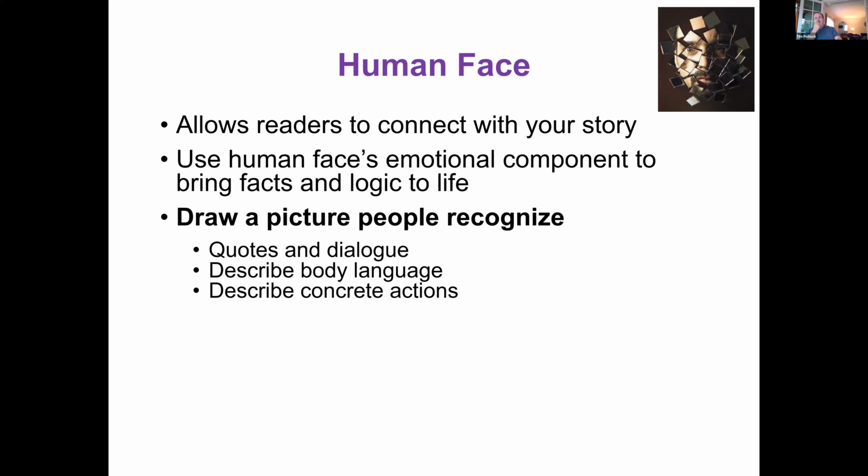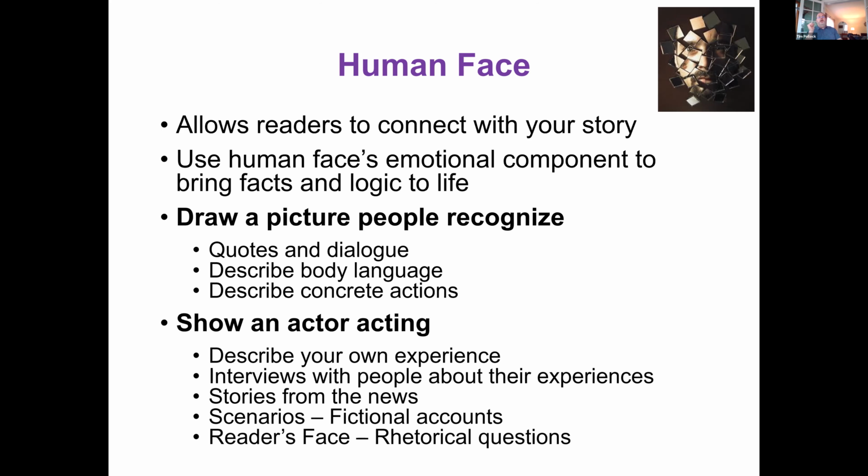So some ways you can do this are draw a picture of people that others recognize. And so we have different ways we can do this, using quotes or dialogue, especially quotes that have their everyday language involved, that allow people to hear somebody speaking in a way that they recognize or understand. Describing body language, clenched fists, furrowed brows, these sorts of descriptions help draw a more vivid picture of your characters. Describing concrete actions that they take can all be powerful ways of drawing a human face. It's also important to show actors acting. So we need to have examples that provide descriptions.